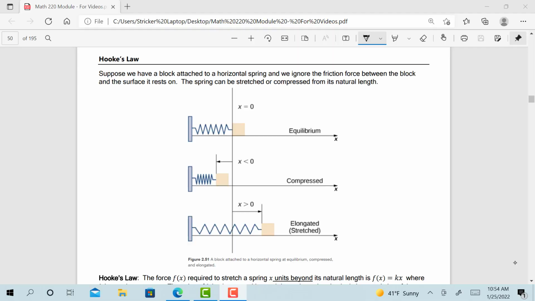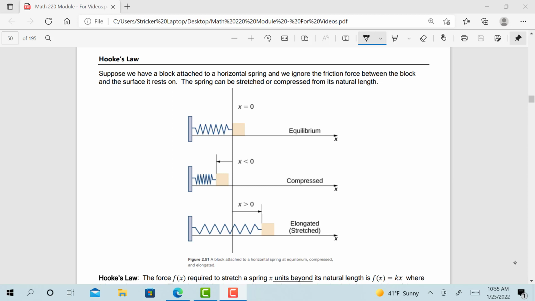Hi, this is our last video from section 2.5, and in it we're going to take a look at Hooke's law, which can be used to calculate the work needed to compress or elongate or stretch a spring. If you look at the picture here in figure 2.51, the top picture shows a spring that's in equilibrium. Basically, it hasn't been stretched or compressed.